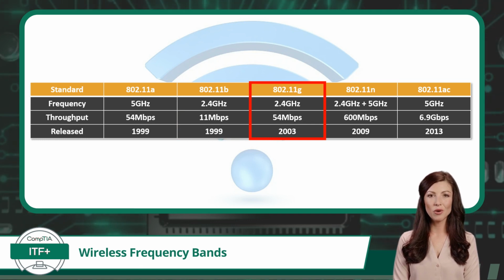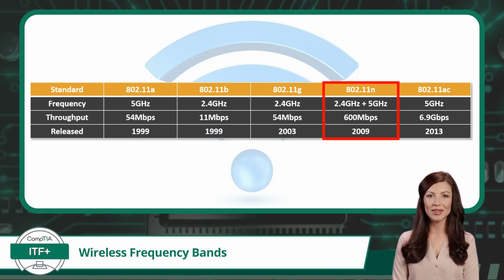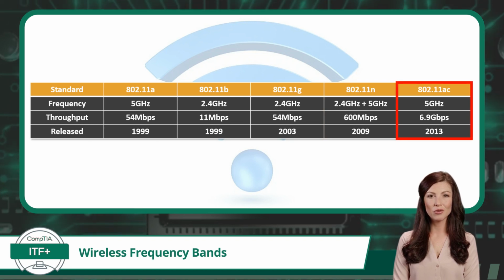802.11g uses the 2.4 GHz band, but was able to match the speeds of the 802.11a standard by incorporating a new signal modulation technique. With the release of 802.11n, we were given the option to use either the 2.4 or 5 GHz bands. This was a big deal when it was released, as there was now a standard to support computing devices on both the 2.4 GHz and 5 GHz spectrums. And last, 802.11ac uses the 5 GHz band.